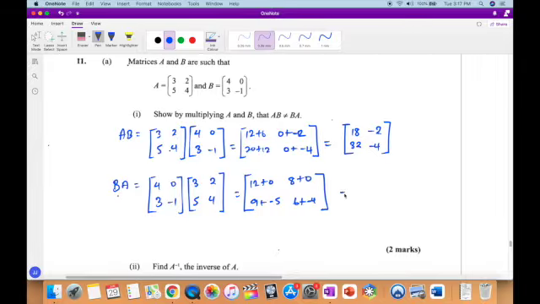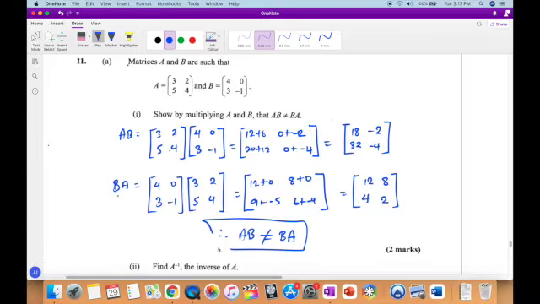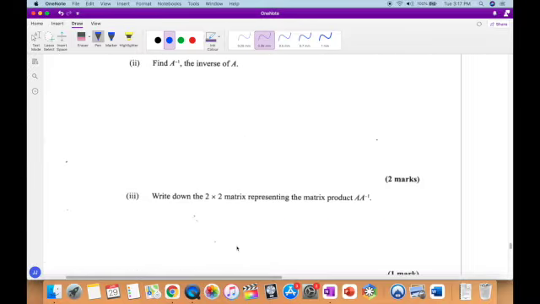And what do we get? We get 12, 8, 9 minus 5 is 4, 6 minus 4 is 2, so very different. Therefore, AB does not equal BA. Please make sure you make these final statements, right?